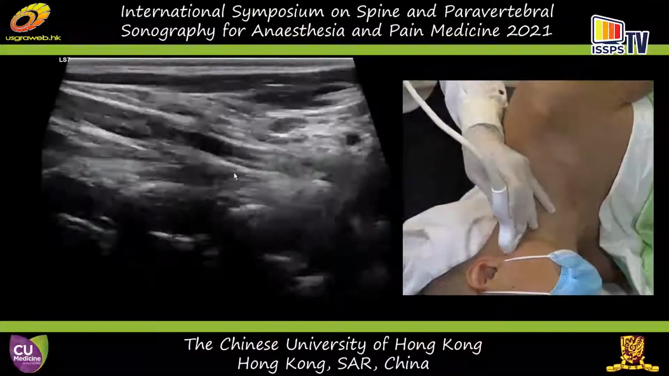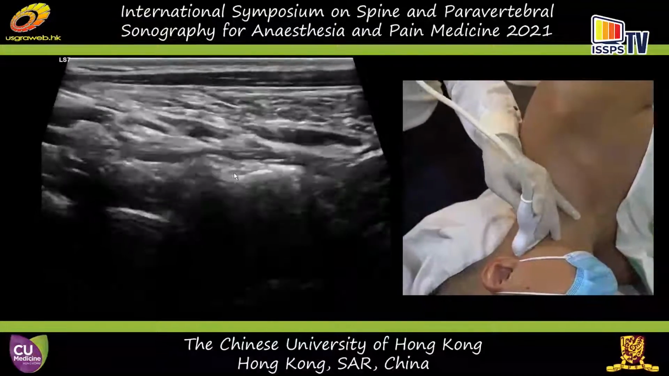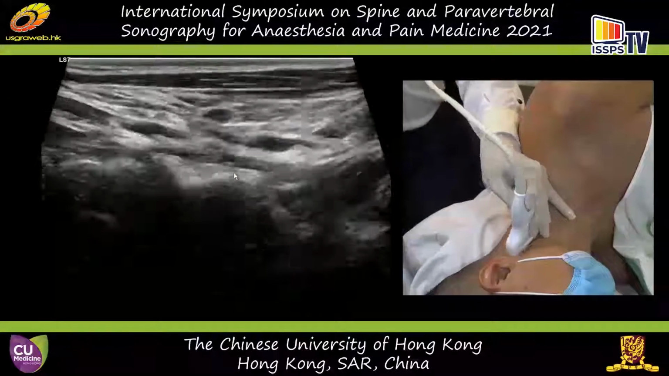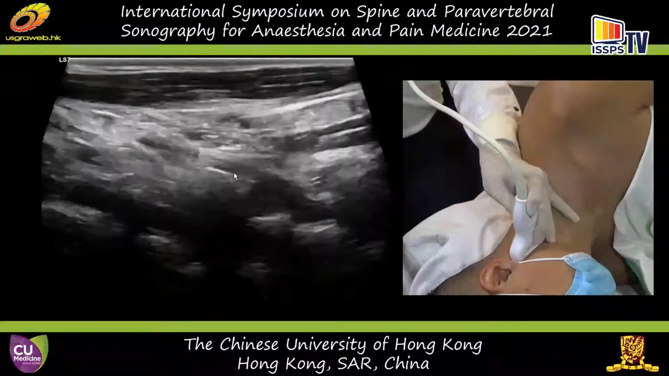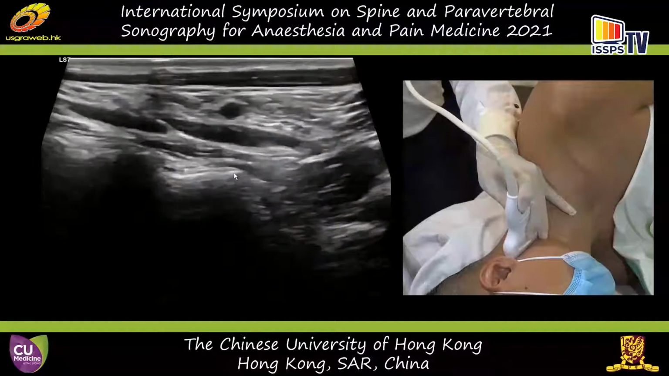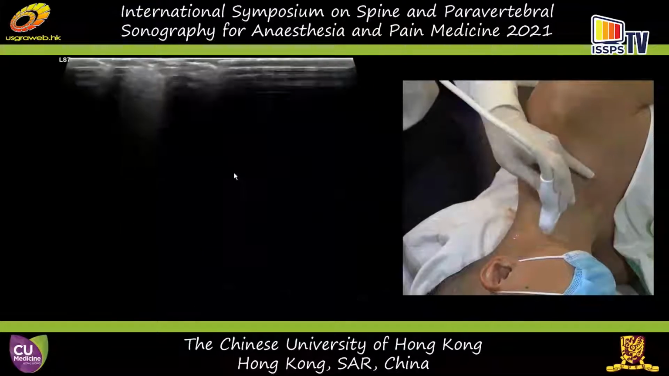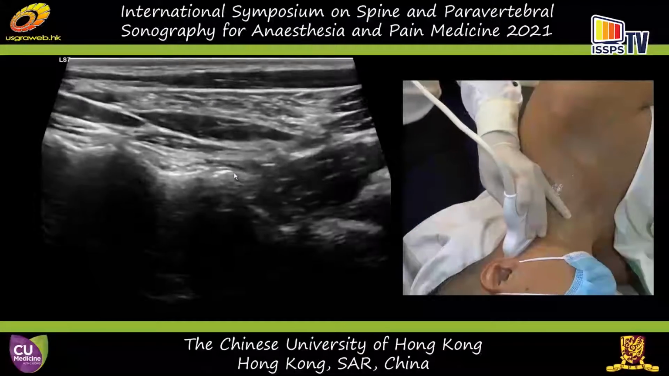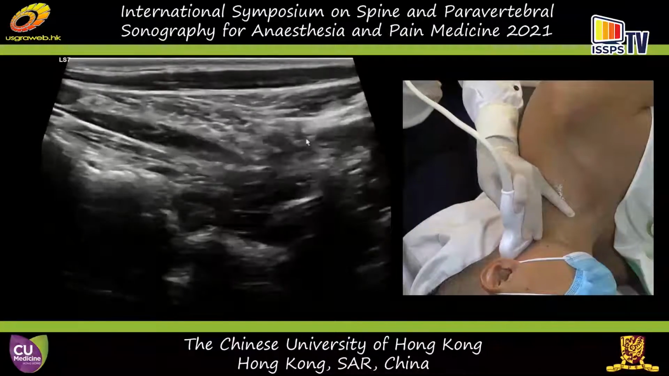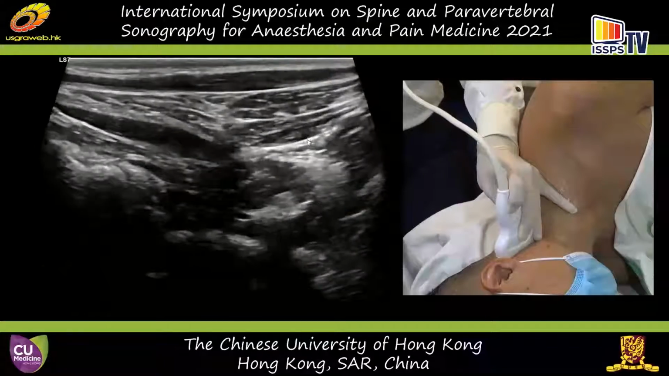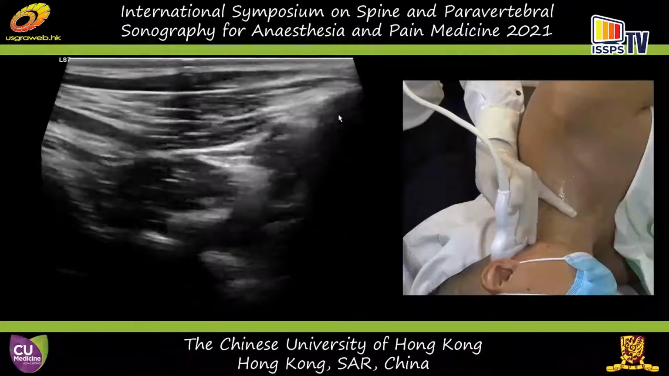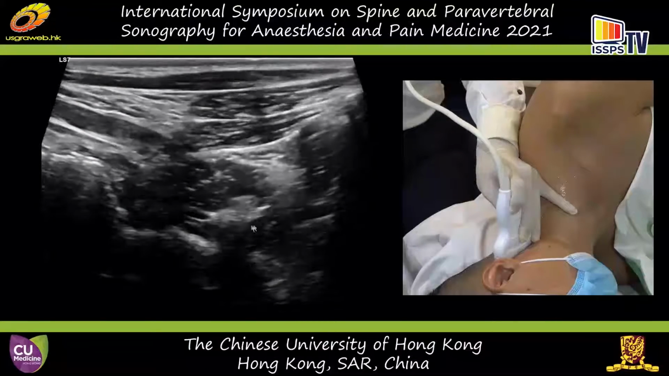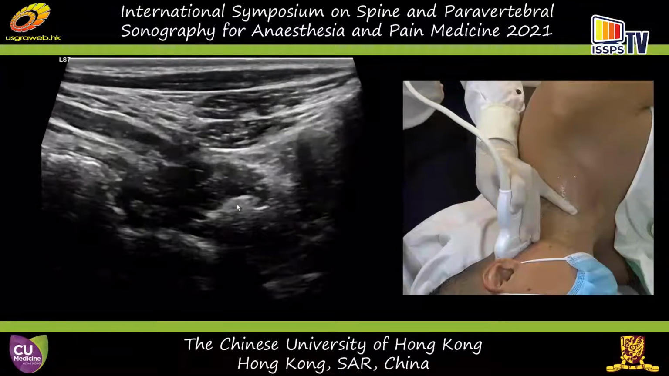And then when we do the lateral side of the cervical spine, the right side is cranial and the left side is caudal. If I put the transducer right at the lateral part of the cervical spine, you can see this is the occiput. And that's the C1 transverse process.